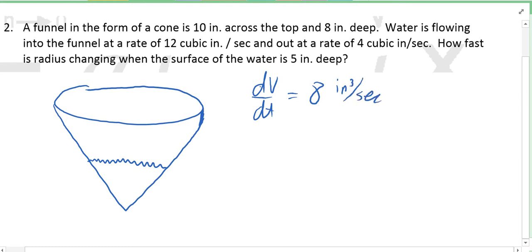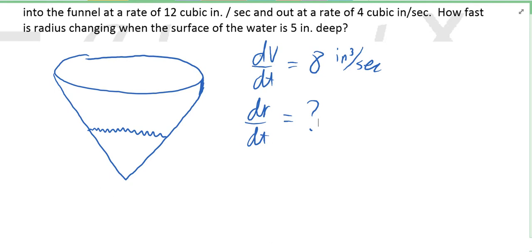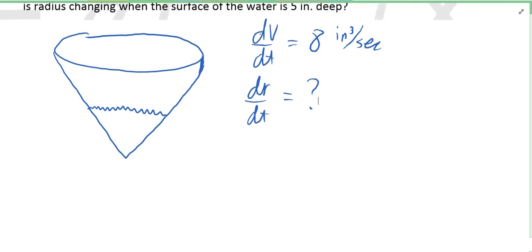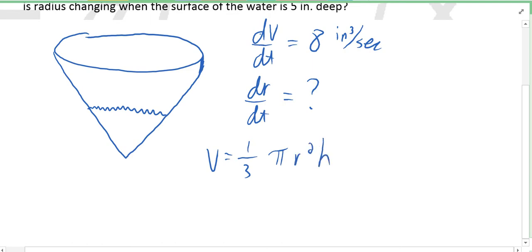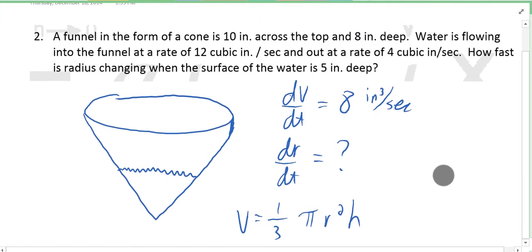Okay, that's dV/dt. And naturally, I'm going to ask you how fast the radius is changing. So we want dr/dt. Yep, so we need an equation, again, linking volume to radius, and we're going to derive it. With a cone, it's not a surprise, the volume is equal to 1/3 pi r squared h, okay? I should label this picture here too, I guess.